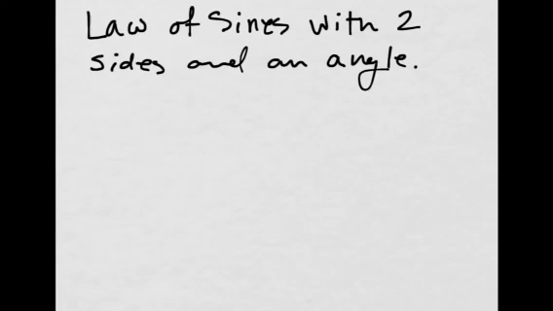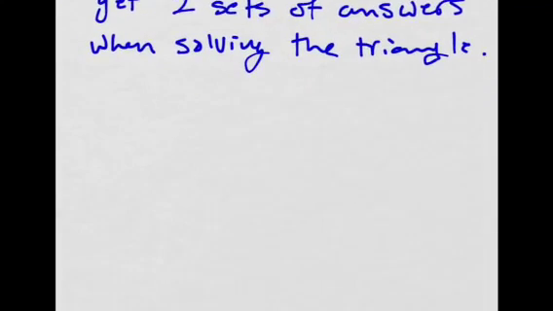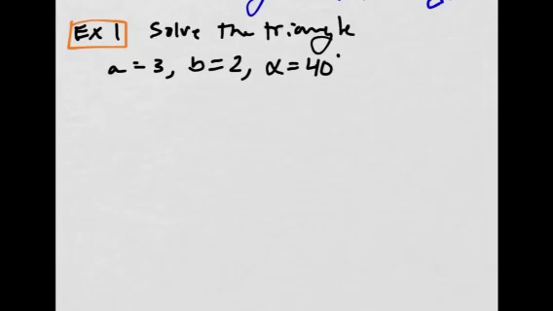All right. Before, we talked about having a case where you use the law of sines and you get two possible sets of answers. When does that happen? And the answer to that, well, is less satisfying than I think you might want. When you're given two sides and an angle, that's the place to check. When you're given two sides and an angle of a triangle, you might get two sets of answers when solving the triangle. So let's take a look at an example.